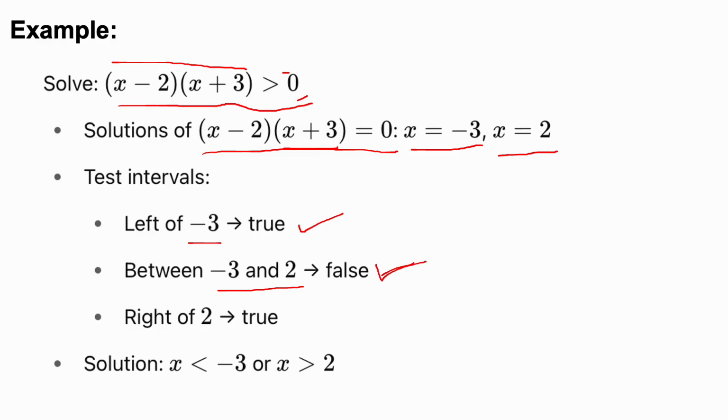Then let us test a value on the right of 2 on the number line, say 3. If you put the value of 3 in this inequality, you find that it is true, the value of the expression is greater than 0. So, your solution will be x less than or equal to minus 3 or x greater than or equal to 2, because in these two ranges this inequality holds true. So, that is the way you have to solve an inequality which is given to you.